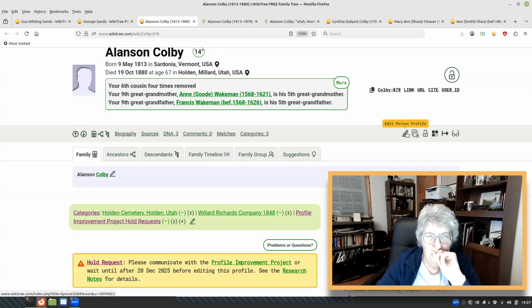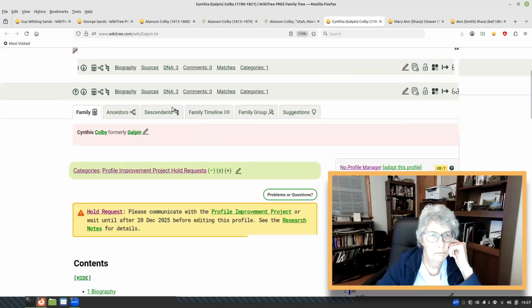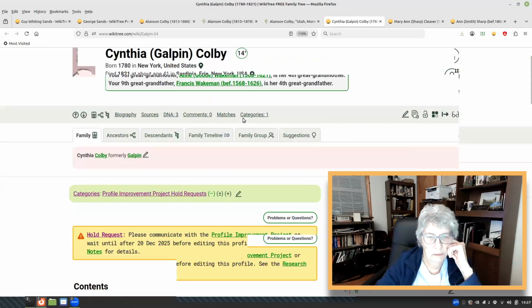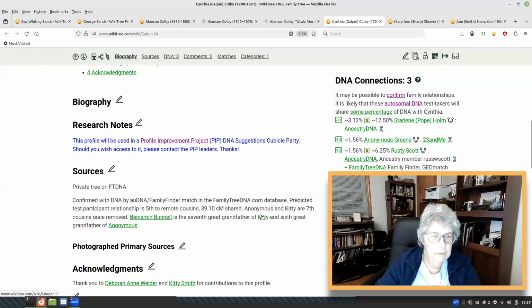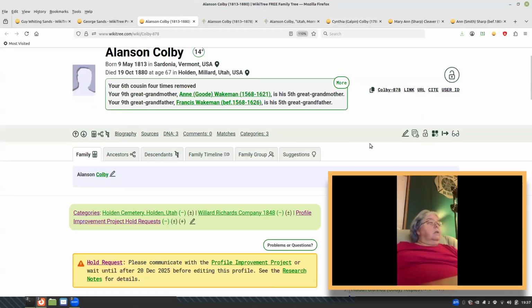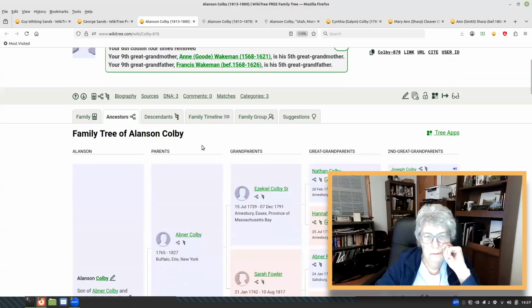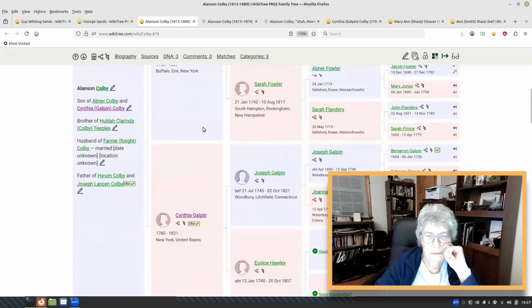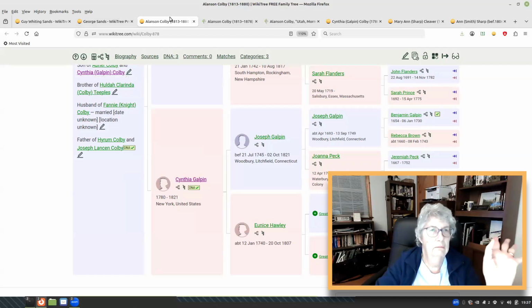So there's a couple of things we want to do here. Do we need to change his mother at all? We could move the source into research notes. And it doesn't go any further with the DNA except for his kids, so we're not going to go there right now.